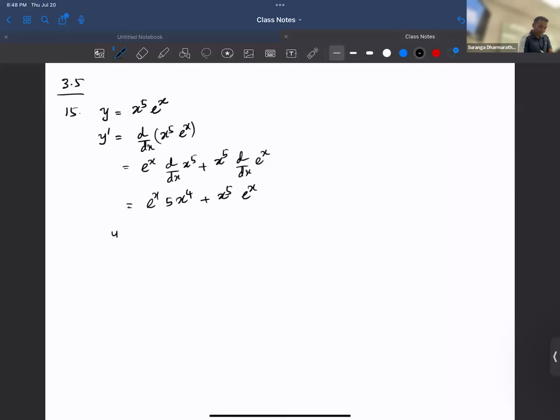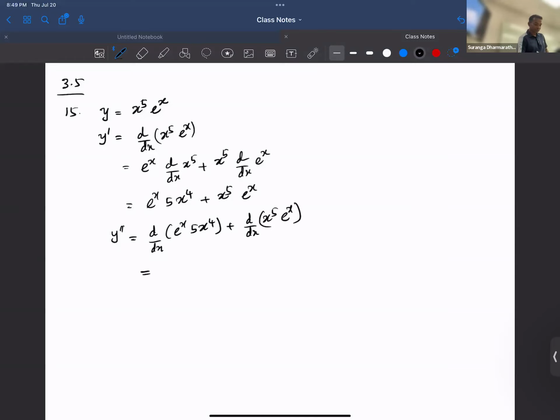And then you have y double prime. You have to differentiate this: d over dx of 5x to the power 4 e^x, plus d over dx of x to the power 5 e to the power x, right? This is again y, right? This is y. Same thing, right? So you can put that's y and y prime, right?